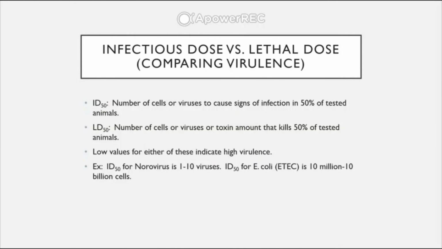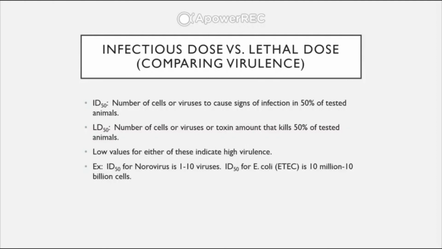This slide I added here at the end compares infectious doses versus lethal doses, which is a way of comparing virulence. The ID50 is the infectious dose of 50% of the population. So just because you're exposed to one cell or one virus or one infectious agent does not mean that you're going to come down with a disease that it might cause. So the infectious dose necessary to cause 50% of the animals to be infected is the ID50.